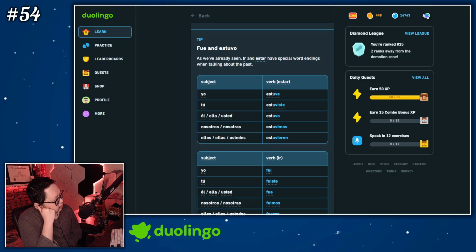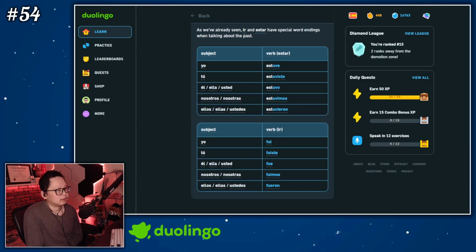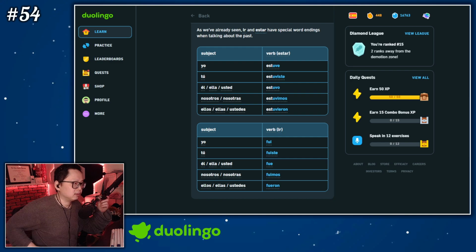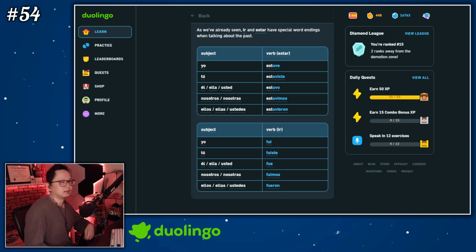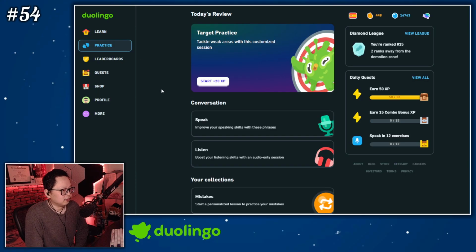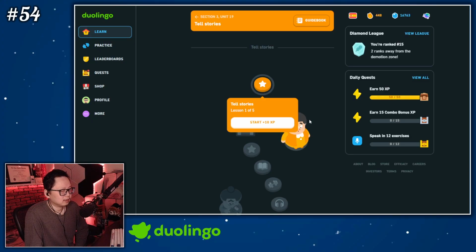So as we already saw, ir and estar have special endings we had to talk about in the past. So estuve and estuviste is what was introduced yesterday. And then we have estuvo, estuvimos, estuvieron. These are case by case. And then fuiste, and then fue, fuimos, and fueron. Going from estuvo to estuvieron is going to be practice. All right, they do cover it after introducing it, and let's see how we do this.